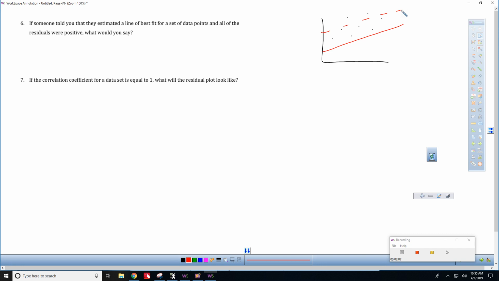Okay? If the correlation coefficient for a data set is equal to 1, what will our residual plot look like? I want you to get this right. It would be perfect. So what would our residual plot look like? It'd just be on this line. All of them would be where? On the line. No. They would all be 0. Well, that's not what you said. They'd all be on the axis, not the residual line, not the line of best fit. Well, they would be, but the residuals would all be 0.